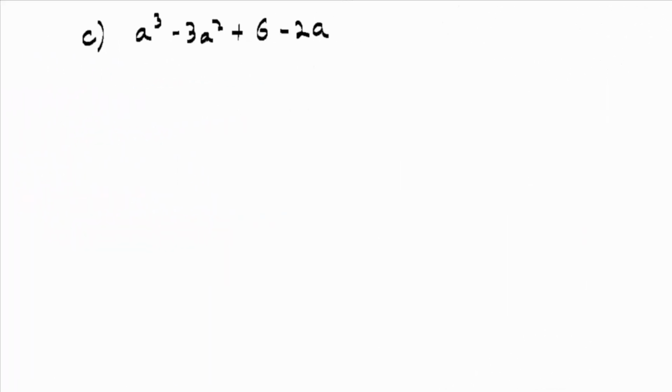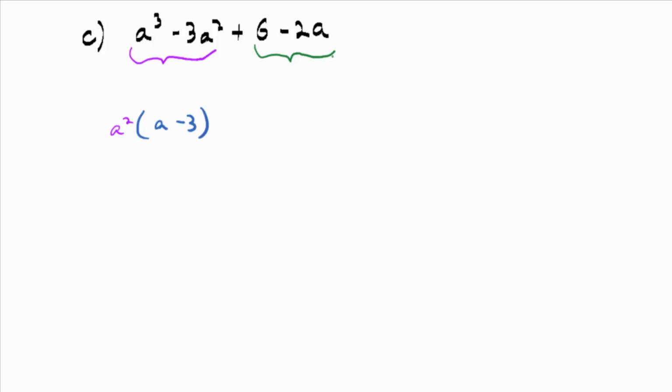Okay, we have in part C, a cubed minus 3a squared plus 6 minus 2a. Get me started. What am I going to take out of the first two terms? A squared. So I'll take a squared out, and what's left from just the first two terms? A minus 3. Now don't call out your answer. I want you to think about this now. The second grouping would be the plus 6 minus 2a, wouldn't it? So don't call out an answer. I want everybody to have a chance to think about it.